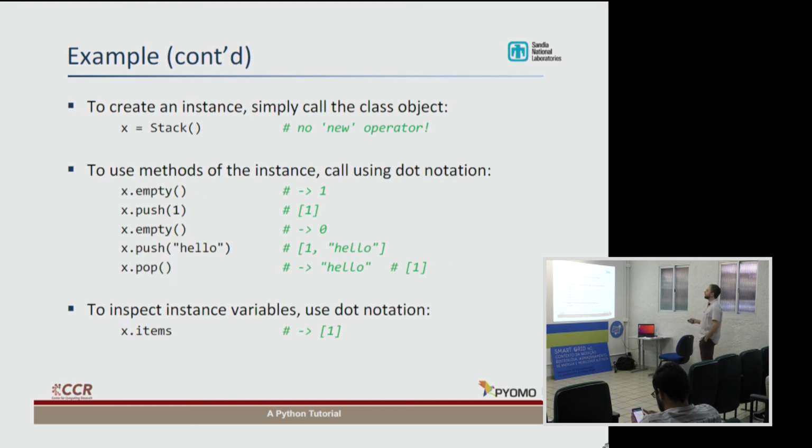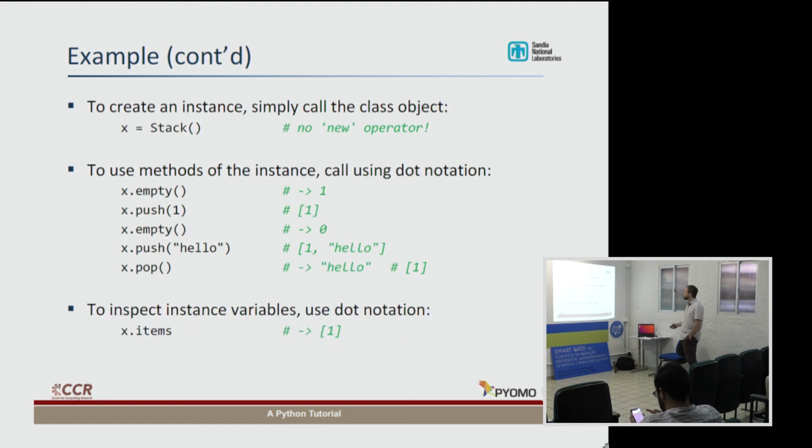This is an example of using the class we just defined. I use a new variable x and I create a new object stack. Don't forget to put the brackets. To use the method of an instance, so x is an instance of the object stack, and to use the function of this object, I use the dot, x dot something. This is the dot notation. And you can use all the functions that we previously defined. Here, here, here.